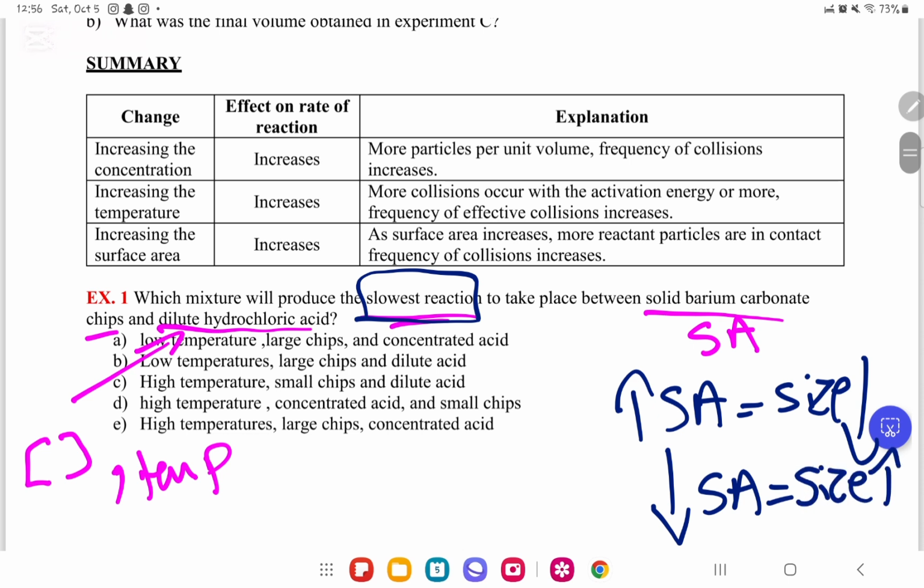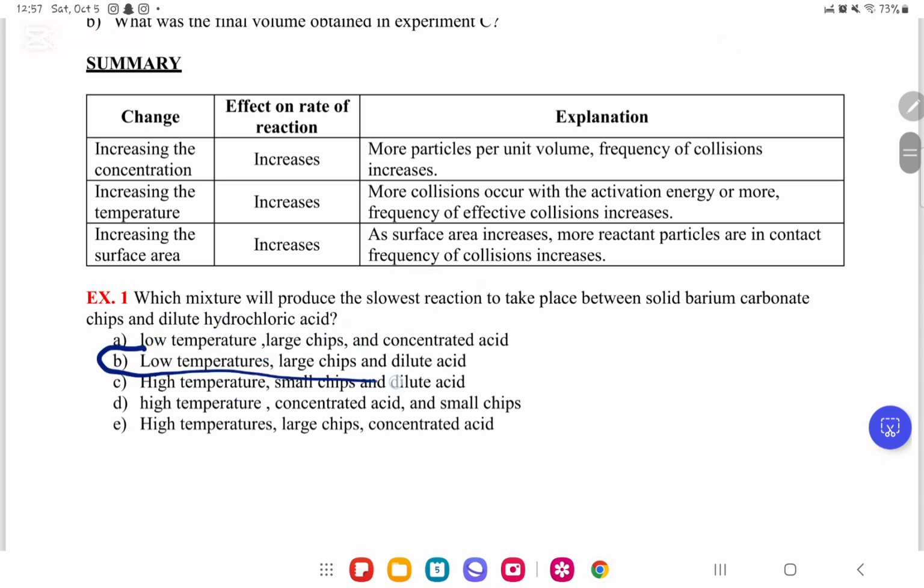So, which mixture will produce the slowest reaction? Low temperature, large chips, and concentrated acid. This is correct, but this is wrong. This will produce a faster reaction. How about low temperatures, large chips, and dilute acid? This B possibly works. High temperature, directly from the start, wrong. And then high temperature again, wrong. And again, high temperatures, it is wrong. So our answer for exercise 1 is B, to produce the slowest reaction.